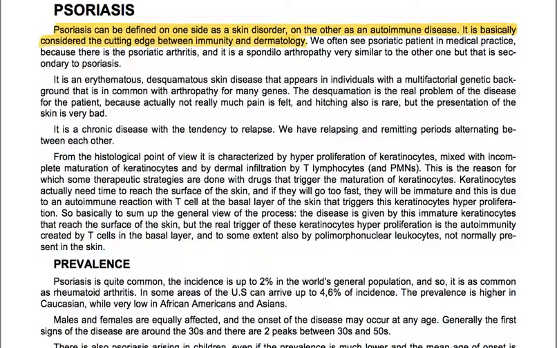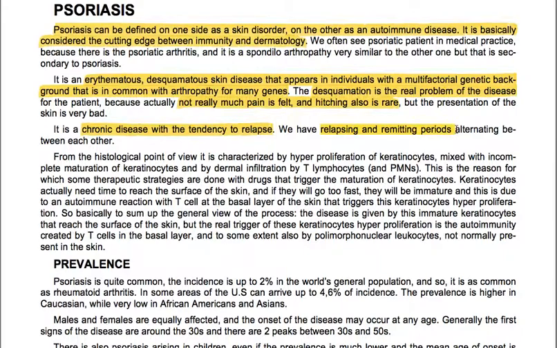It's an erythematous desquamatous skin disease that appears in individuals with a multifactorial genetic background that is common with arthropathy for many genes. The desquamation is the real problem of the disease for the patient, because actually not much pain is felt, and itching also is there, but the presentation of the skin is very bad. It's a chronic disease with the tendency to relapse. We have relapsing and remitting episodes alternating between each other.